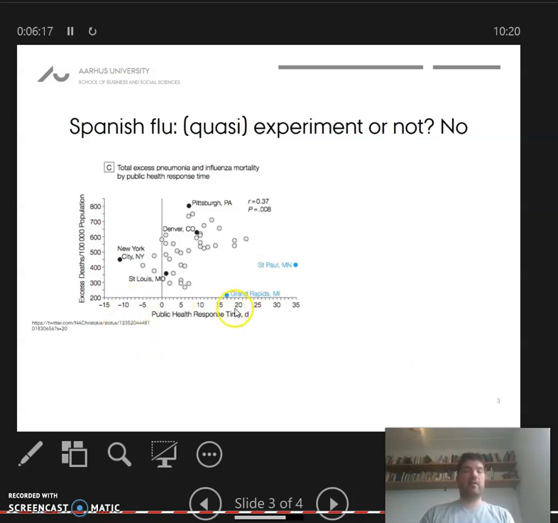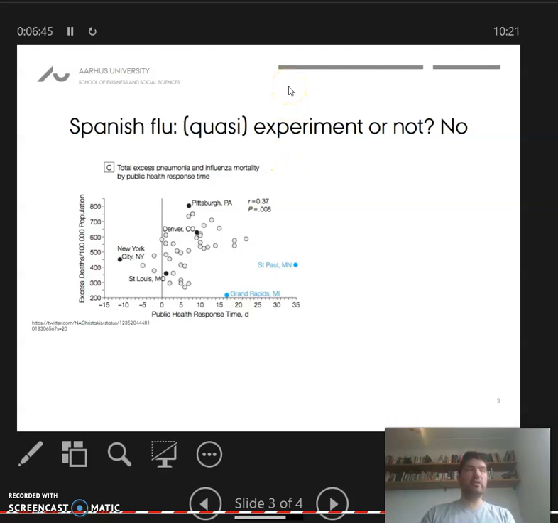In the Spanish flu example, on the x-axis we have how quickly cities, and each circle is a city, responded to the crisis and closed down schools. On the y-axis we have the impact that the flu had on mortality in the given cities. We see a fairly strong correlation here, 0.37. That's a far stronger effect than the headache pill has on the reduction of headache. The question is, is this a quasi-experiment?